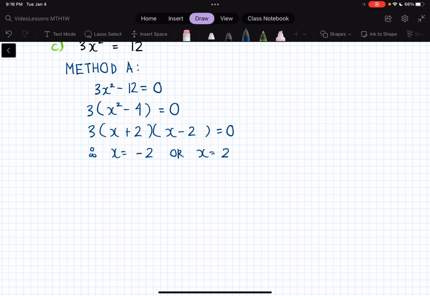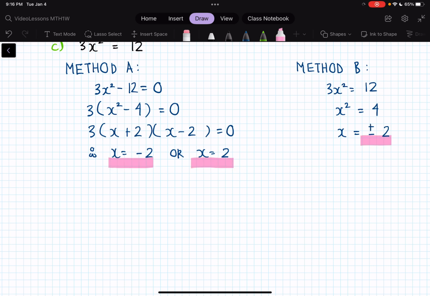The other method, Method B, comes from taking it as it is, then dividing by the 3 and then taking the square root. And remember, when we square root a number, we always have to attach a plus minus in front of it. And so this x equals plus minus 2 is the same as saying x equals negative 2 and x equals positive 2, because negative 2 and positive 2 is what plus minus 2 means, okay?